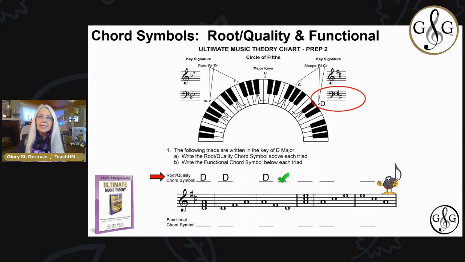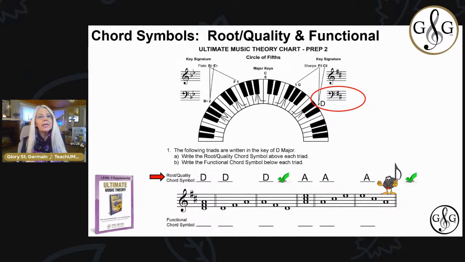Now you'll notice that sometimes the triad is broken ascending and sometimes it's broken descending. But because all 3 triads are in root position, the root note is D, and therefore the root quality chord symbol is D. This time, the root quality chord symbol is A. Again, ascending, descending, broken, solid. When it's in root position, the lowest note identifies the root quality chord symbol.